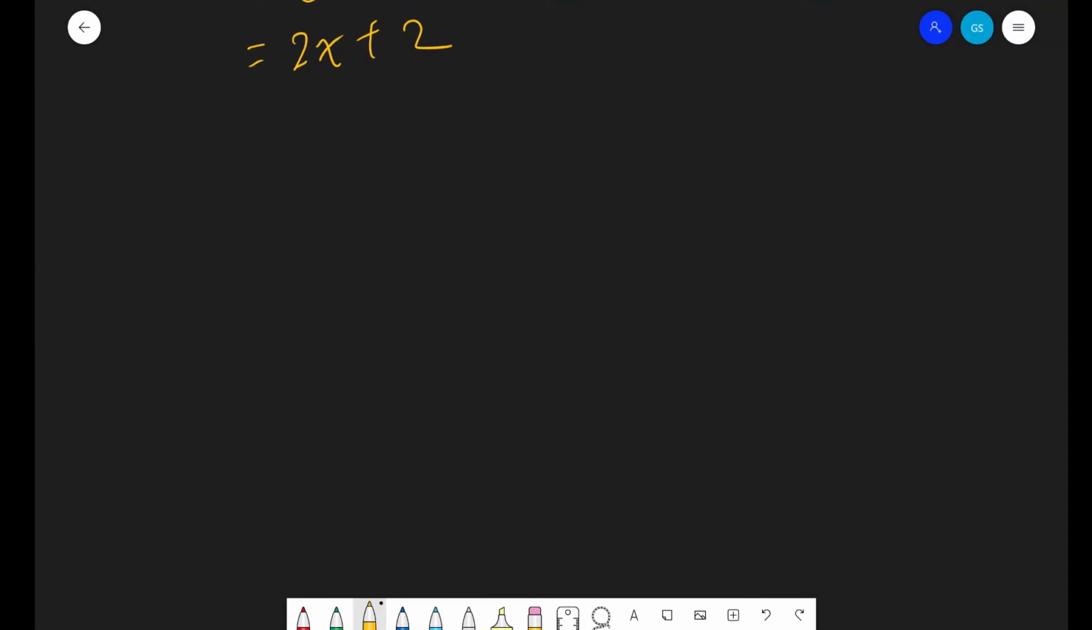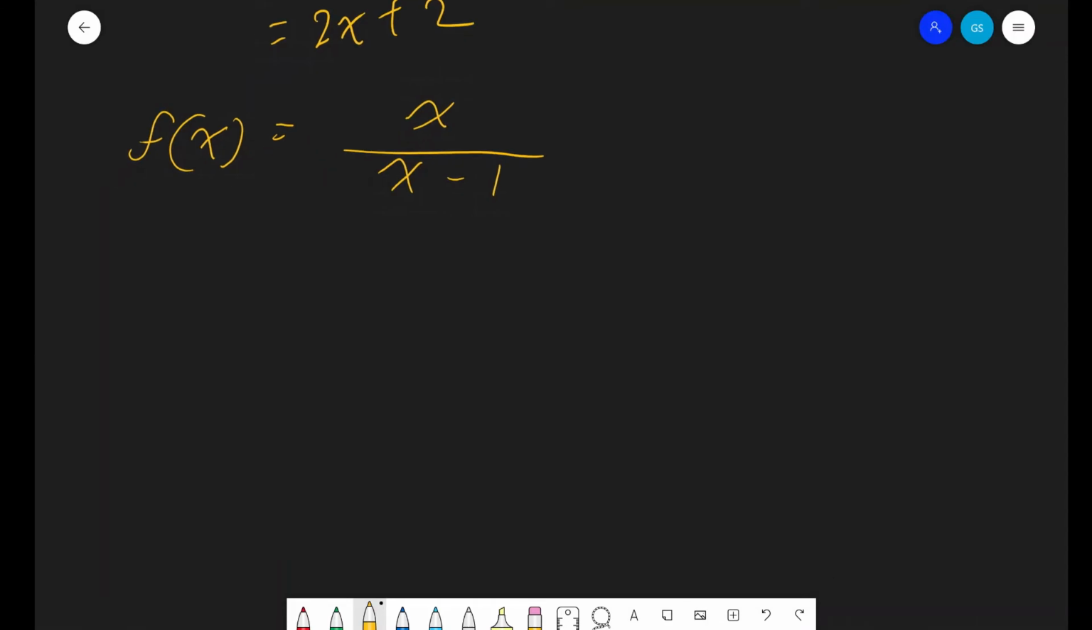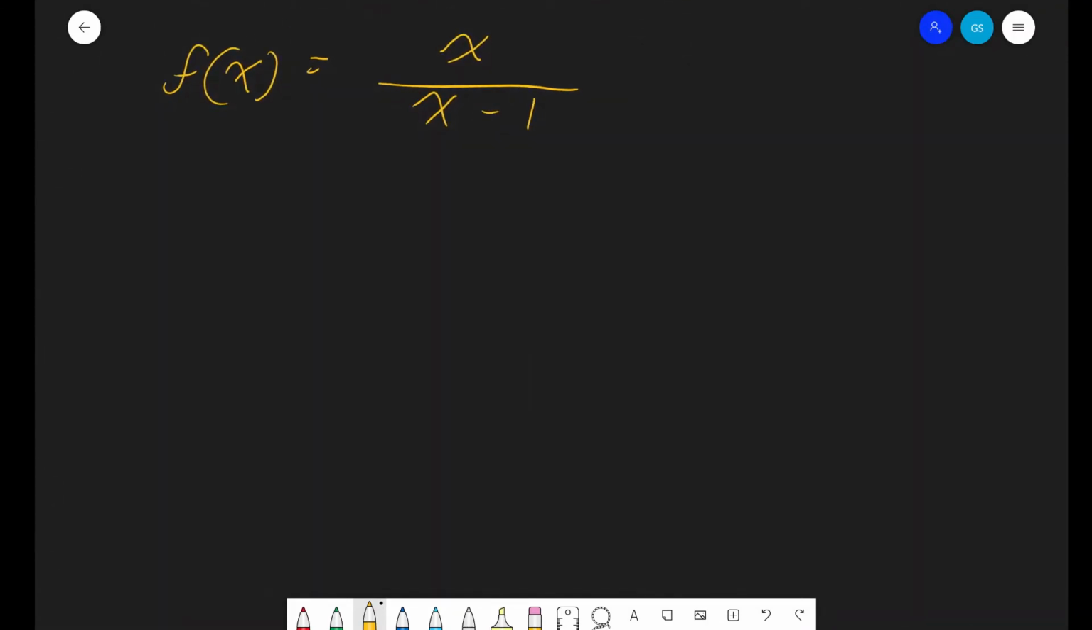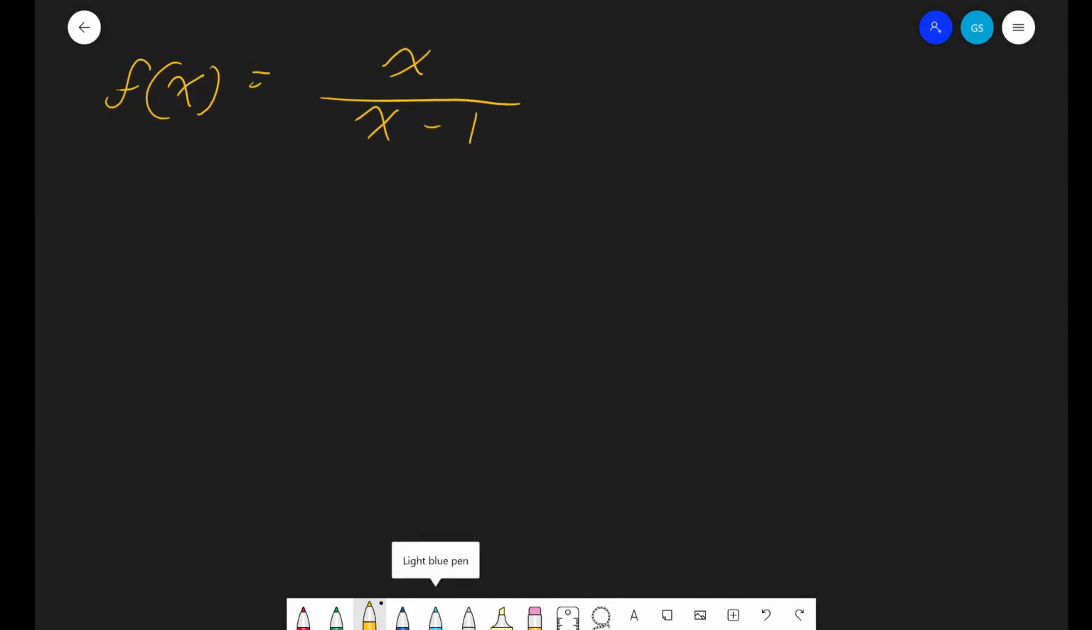Let's do a rational function. Let's say we had f of x equals x over x minus 1. Pause the video and see if you can try this. It's a little trickier. So if we remember our limit formula correctly, f prime of x equals the limit of h approaching 0 of f of x plus h minus f of x, all over h, right?